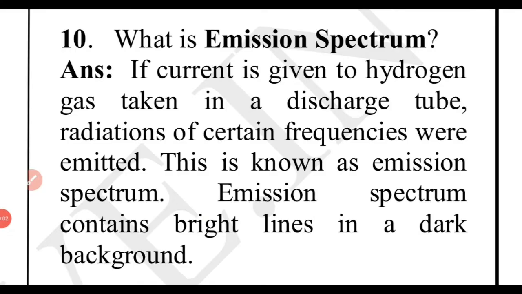Now, about the two types of spectrum we have already discussed. Emission spectrum: how do we get an emission spectrum? We know that if a current is given to hydrogen gas taken in a discharge tube, radiations of certain frequencies are emitted. These radiations are called the emission spectrum.